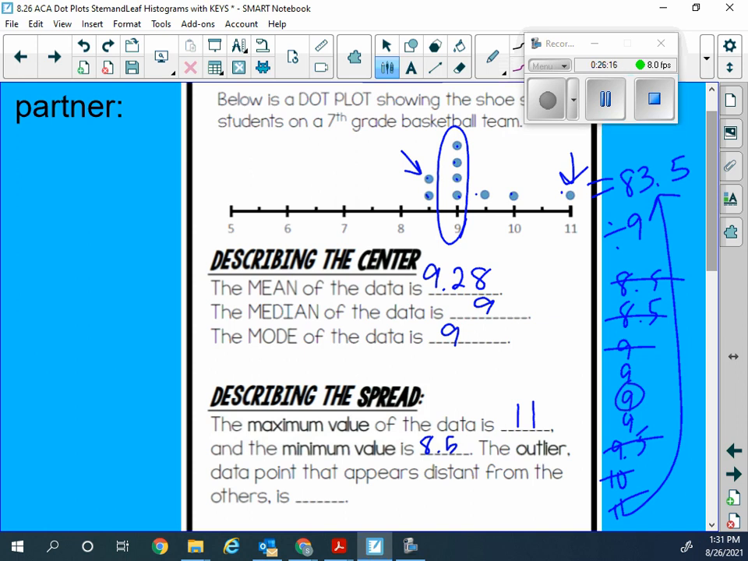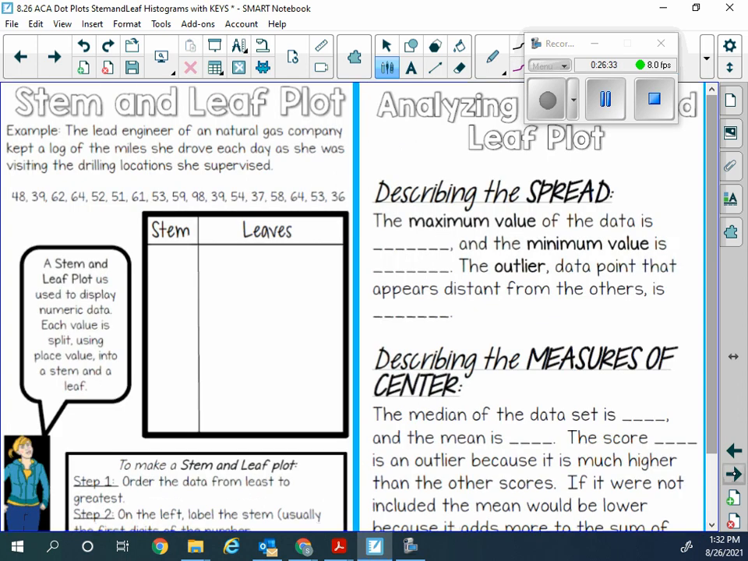The outlier, which is distant from the others, is what? 11. There's a gap there, and so he's hanging out by himself. Okay, thumbs up if you got all of those right. Excellent. The rest of you, I think, maybe didn't quite finish. All right. Okay, now we're going to go to stem and leaf.